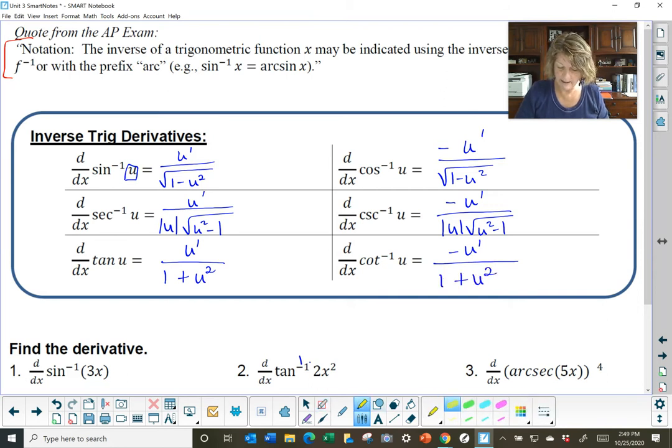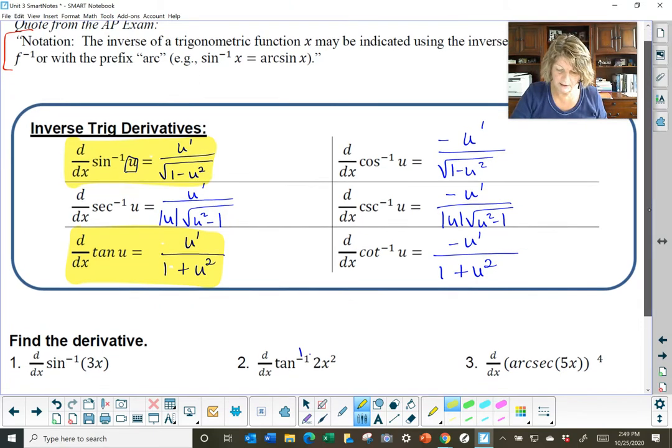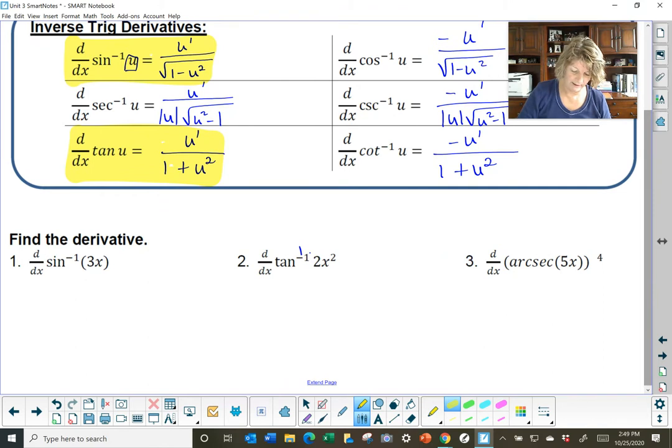In my head, I was thinking I wanted to tell you that I would say this one here and this one here tend to be the main focus of the AP exam. Okay, well, let's do a few. These are going to be fairly fun today.